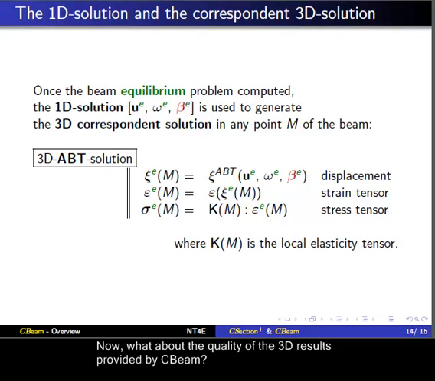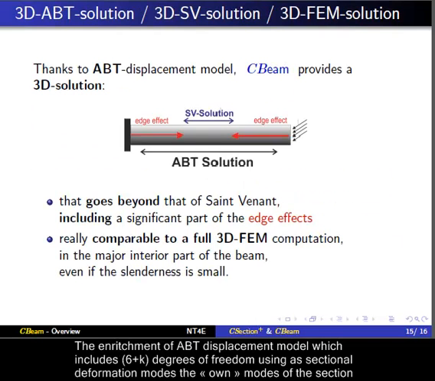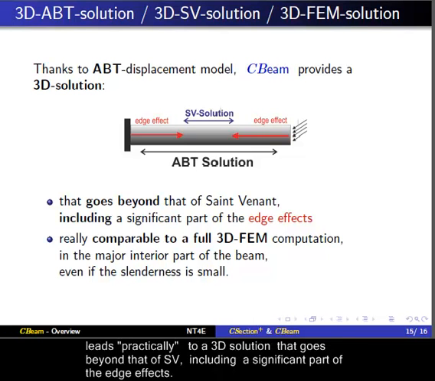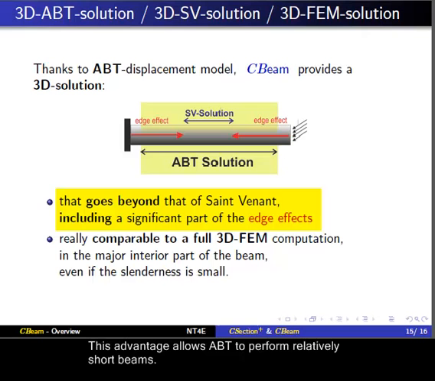Now, what about the quality of the 3D results provided by CBeam? The enrichment of the ABT displacement model, which includes 6 plus k degrees of freedom, using as sectional deformation modes the own modes of the section, leads practically to a 3D solution that goes beyond that of Saint-Venant, including a significant part of the edge effect.